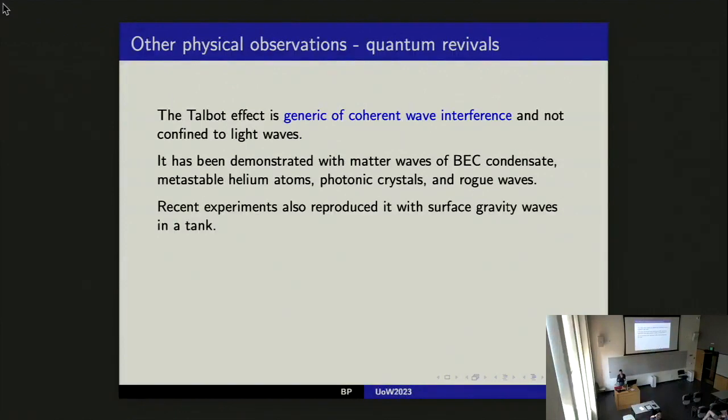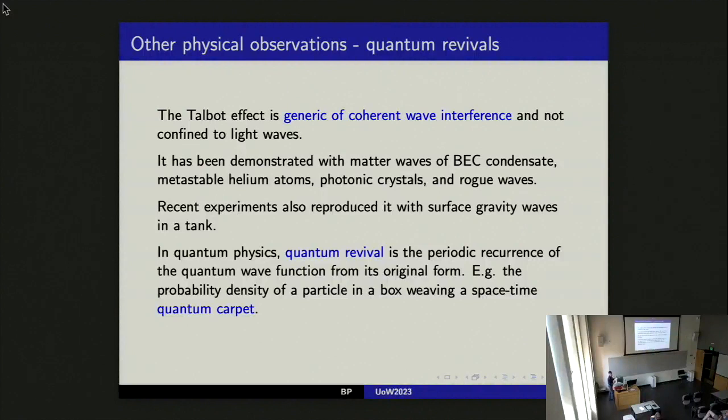It's really not only an issue of light. It's very generic of any coherent wave interfering, and since the 1980s, 90s, it has been reproduced and demonstrated and observed in a lot of other experiments. As you can see here, there is a paper that came out just months ago where it's a sort of classroom experiment where this phenomenon has been reproduced with surface gravity waves in a tank, which is kind of cool.